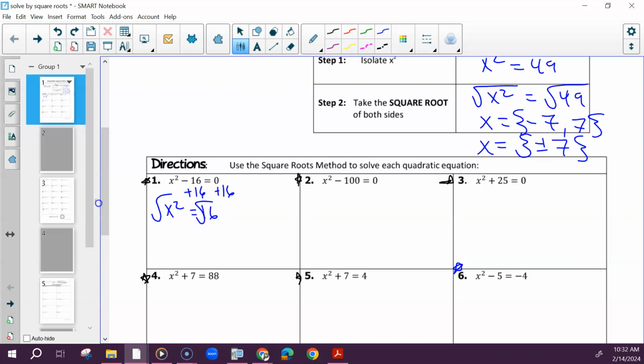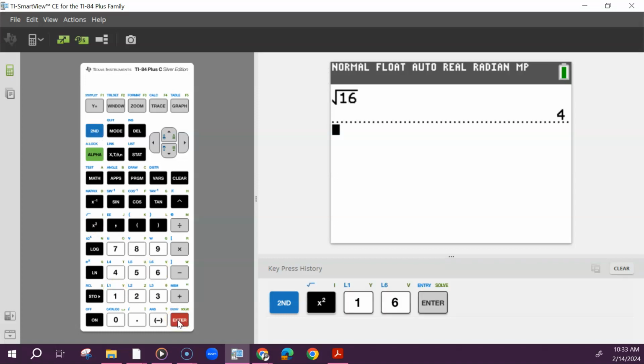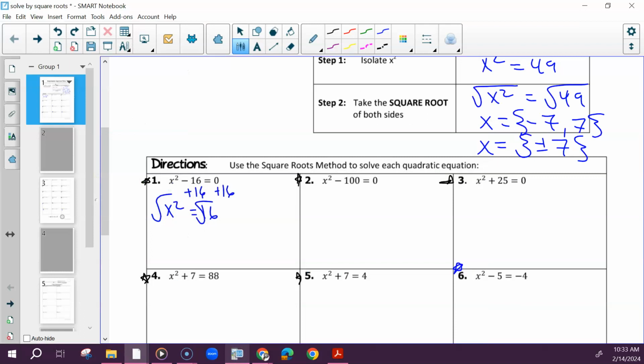If at any point you're not sure what the square root is in your calculator, use this button. It's in blue. If you don't have your calculator, go grab that. If you hit second and then x squared, and then put in whatever number, you'll get that answer. It will not give you the negative, but you have to also know to put the negative. So x equals, you can put it either way, plus or minus 4, or negative 4 and positive 4.